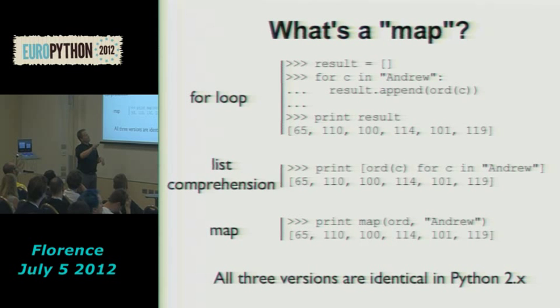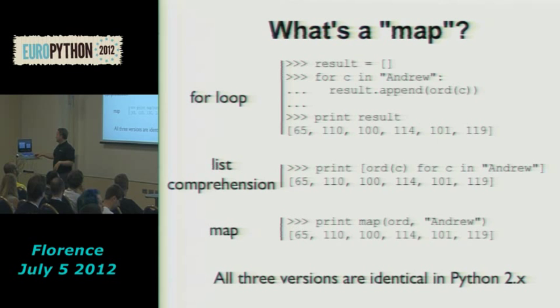Another way to do this is using a functional programming style, or also called a higher order function, where this function takes another function and applies that function to each of the parameters inside of here. But all three of these in Python 2 give you the same answer. In Python 3, it's a bit different because this returns back an iterator instead of a list. But in Python 2.x, they're all identical.